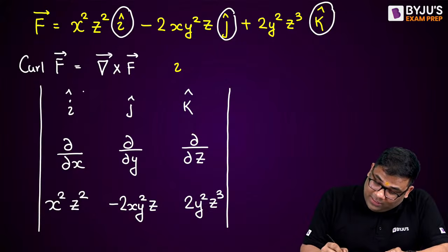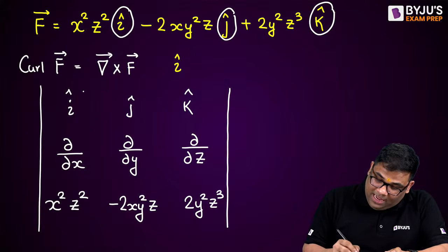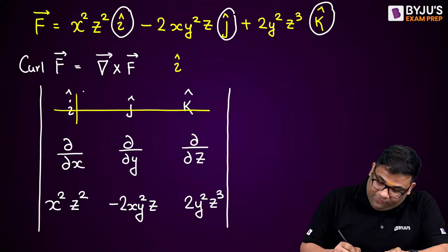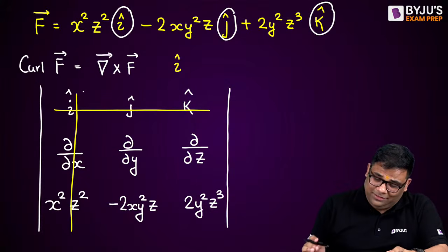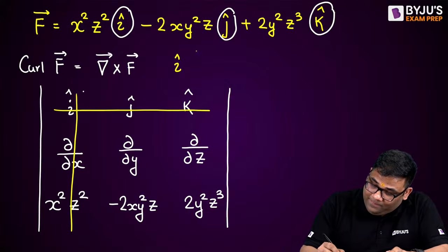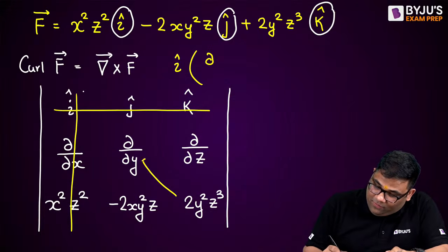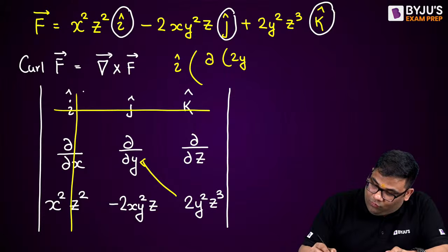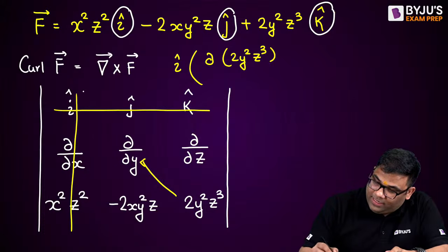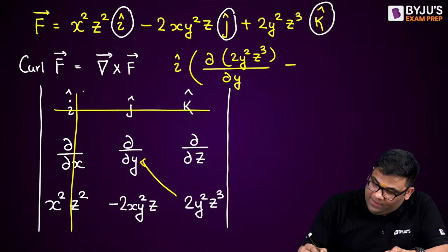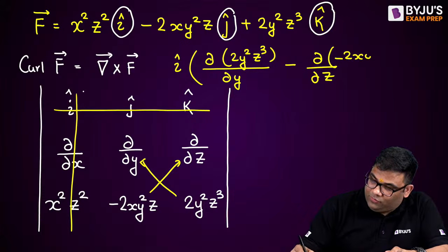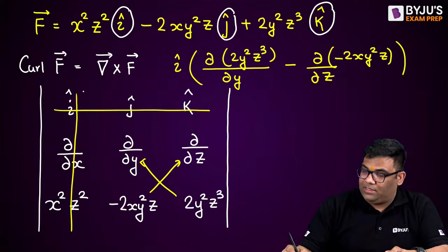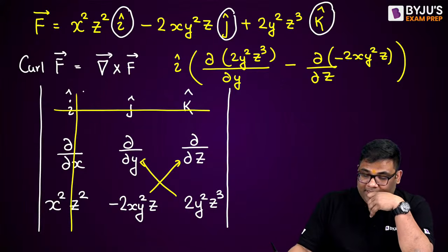Now first you write down I cap. Then what will happen? We do this, eliminate, finally determinant. Yes, I am making you remember your old age. So then I can say the partial derivative of this term 2y square z cube with respect to y, minus the partial derivative of this term with respect to z. This is the I cap thing.